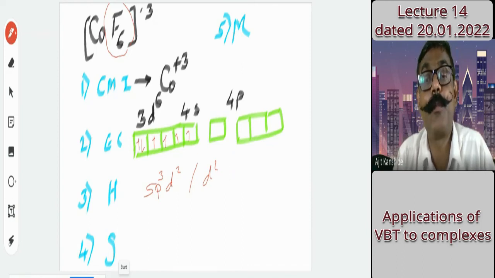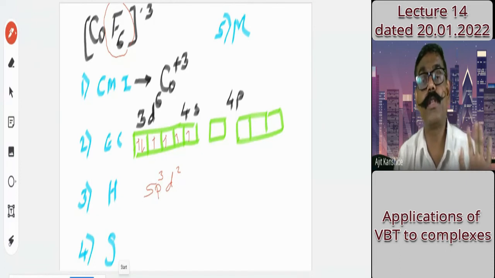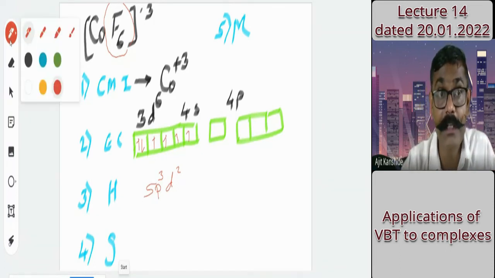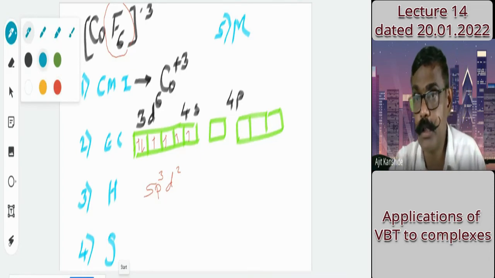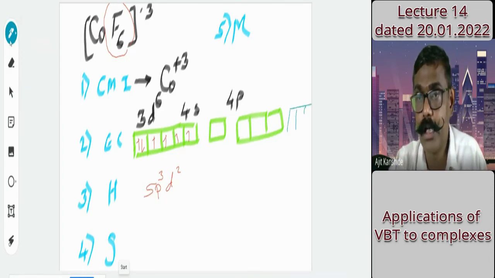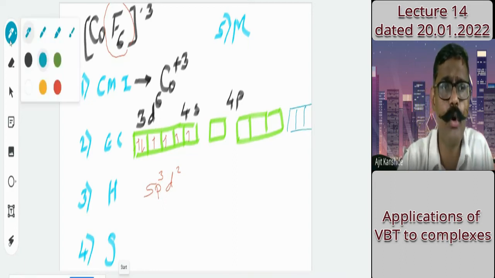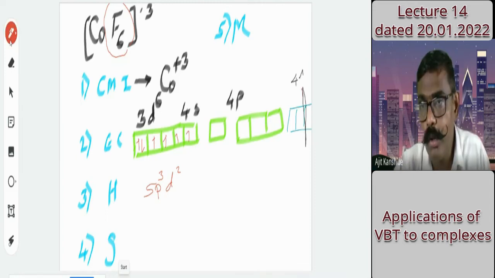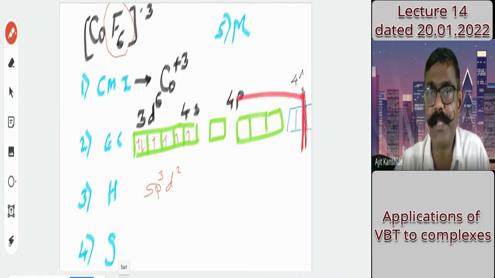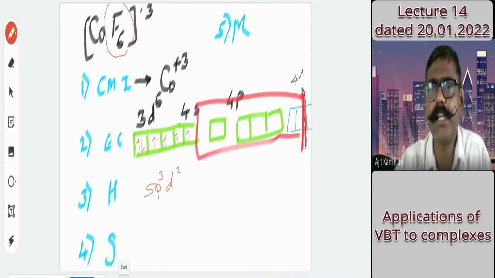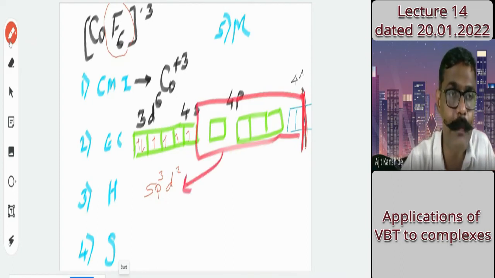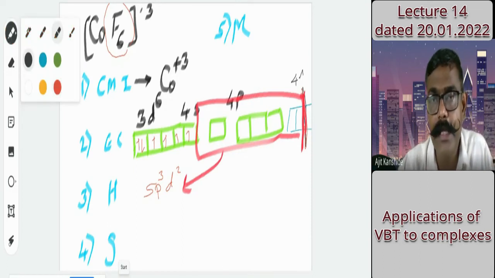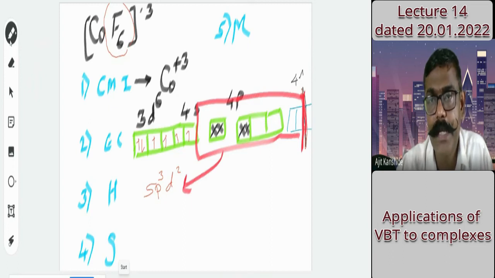So I remove that inner orbital complex hybridization. sp3d2 is the hybridization, so which d orbitals are there? 4d orbitals are coming, so in addition to 4p, I need to consider d orbitals. Out of those, I am representing only two. Don't think that only these two orbitals are there; actually it's a 4d orbital, and I'm considering only two out of those five. So those two orbitals mean d2, these three orbitals mean p3, and this s orbital means s. In those hybrid orbitals, ligands will put their electrons: first lone pair, second, third, fourth, fifth, and sixth.